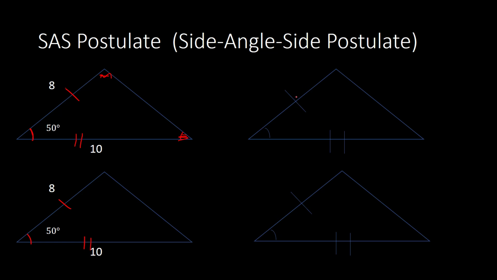So we have a side and an angle and a side congruent to a side, angle, side, and the angle in between those two sides. So therefore these two triangles are congruent. And therefore, because they're congruent, this third side is the same, and then this top angle is the same as this one, and then this third angle would be the same as this one.